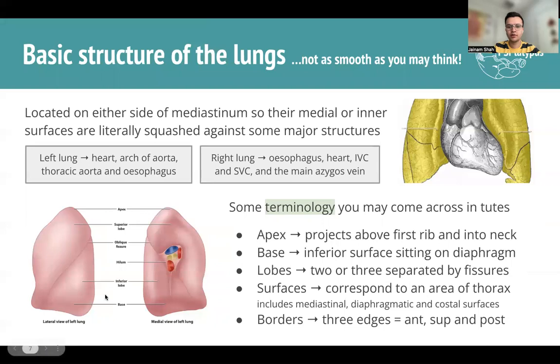You've also got the lobes, which we'll go into in the next slide. You've got two or three of them depending on the lung that you're working with, and they're separated by fissures, which you can get a bit of a demo of in this diagram.